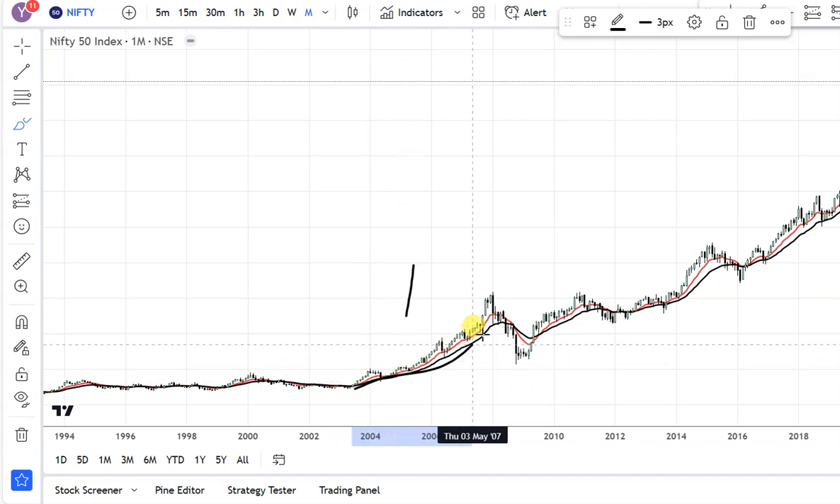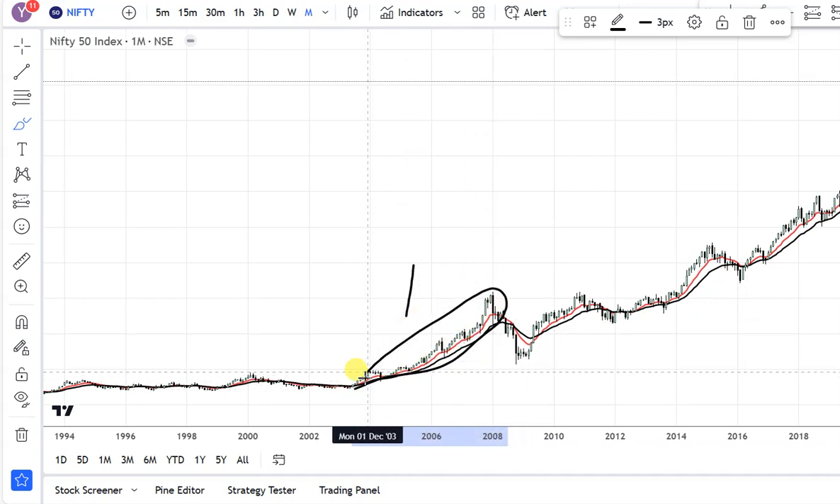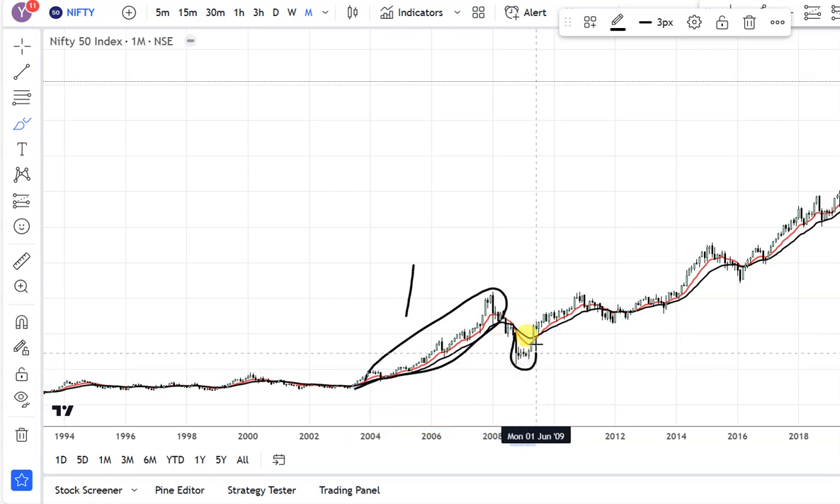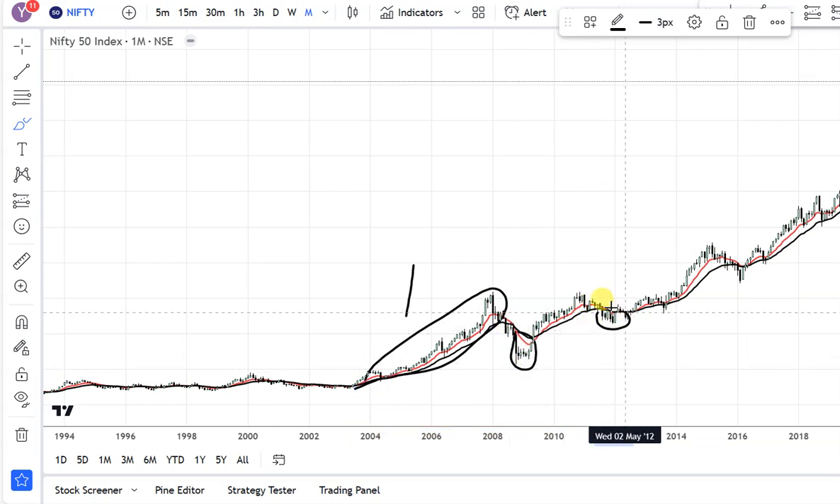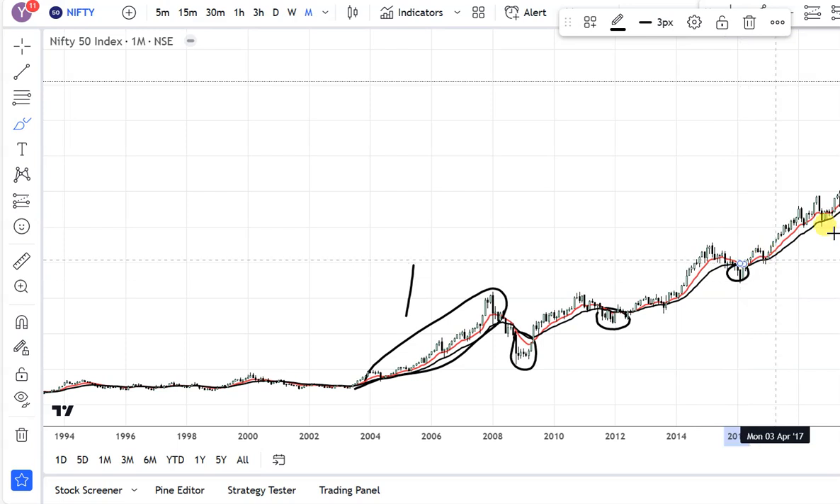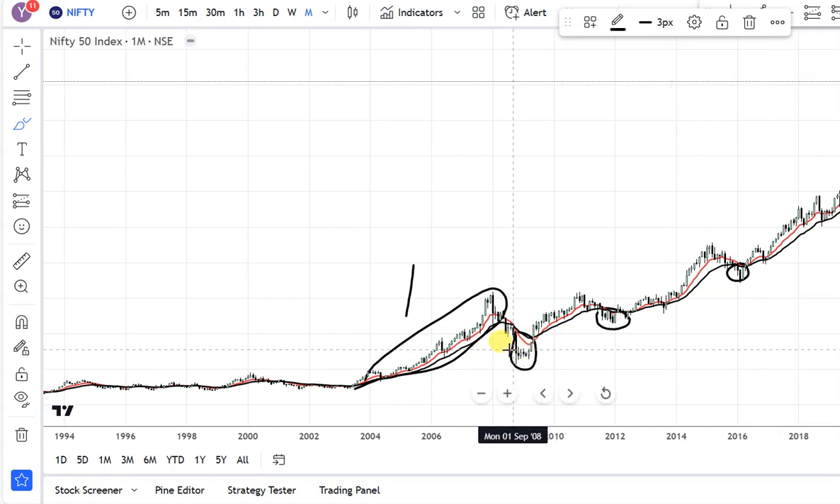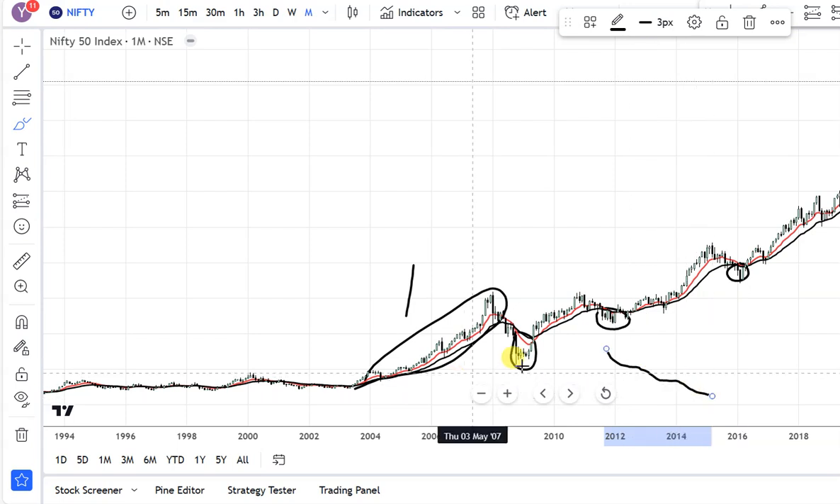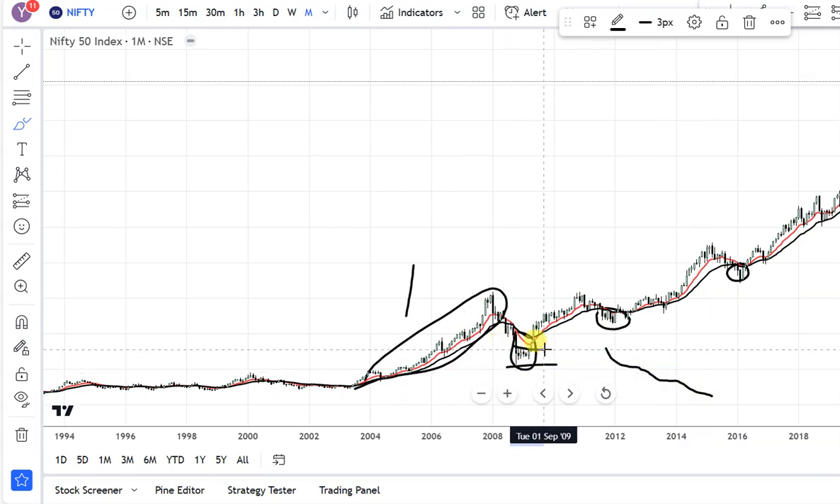If you see from the past history, whenever the 10 is above 20, the rallies are huge. When it has come down, it has not stayed more than 5 months, or maybe not even 4 months. This was the only time it stayed below, but it was not falling. It made a base. Can you see this sideways base?